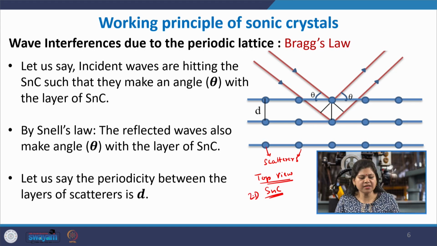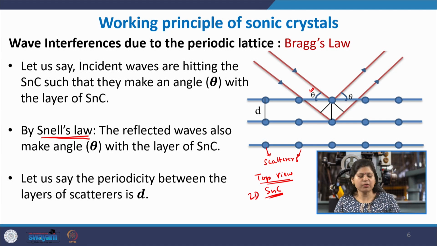Let us say some incident waves are hitting this sonic crystal, making an angle of theta with the layer of the sonic crystal, this angle theta here. Then by Snell's law, which we have already seen in the acoustic fundamentals module, when sound waves are reflected, the angle of incidence is the same as the angle of reflection, and that is one part of Snell's law. Then there is another additional law which relates the angle of incidence with the angle of transmittance, or transmitted angle.